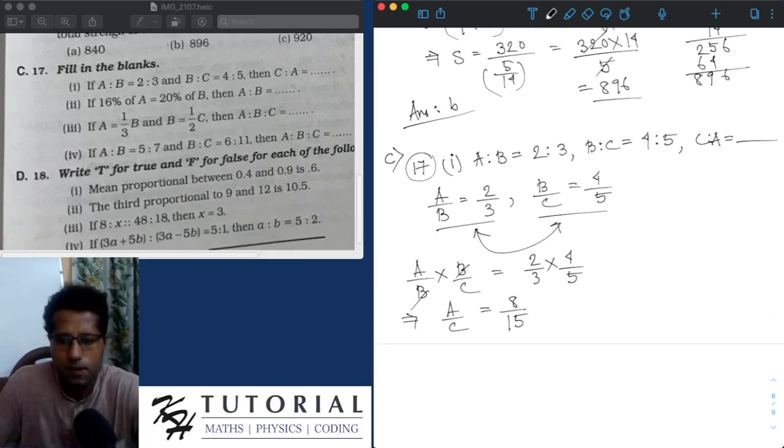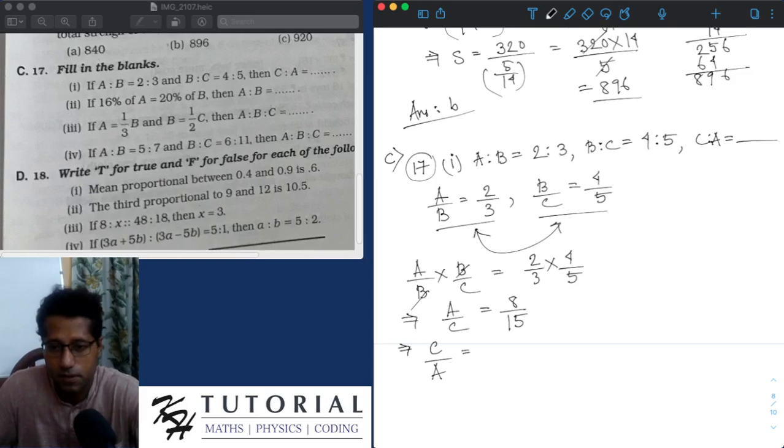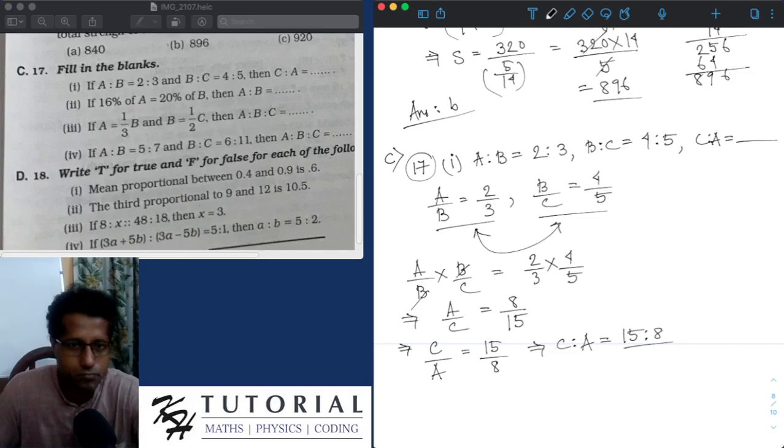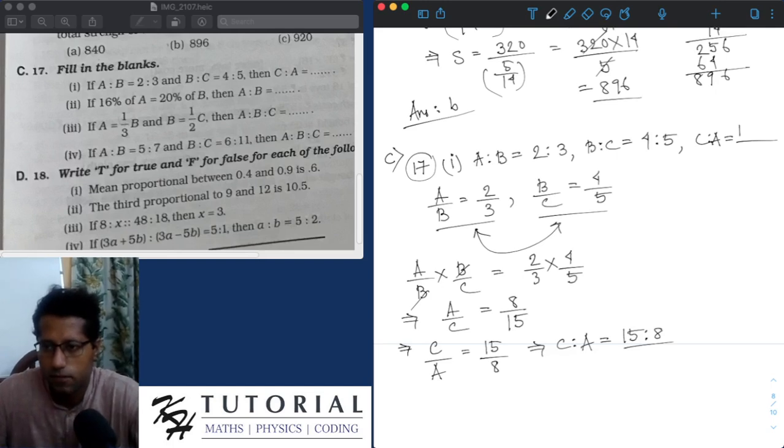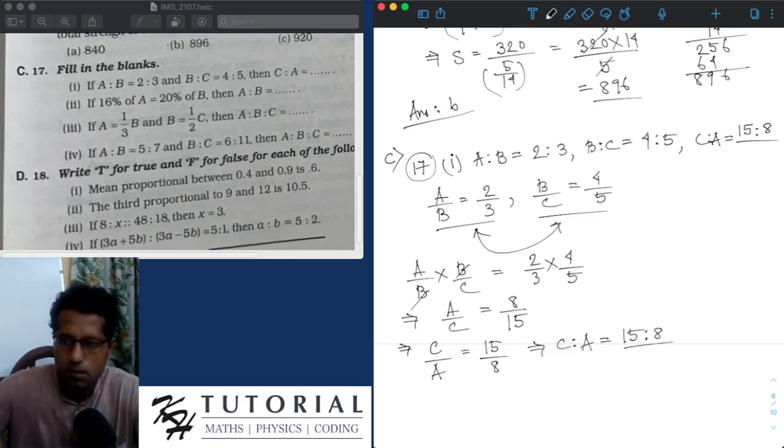So if we have to find C is to A, we have found A by C. If A by C equals 8 by 15, then definitely the reciprocal, C by A, will be the reciprocal of 8 by 15, that is 15 by 8. So C is to A equals 15 is to 8. So 15 is to 8 is the answer. Okay.